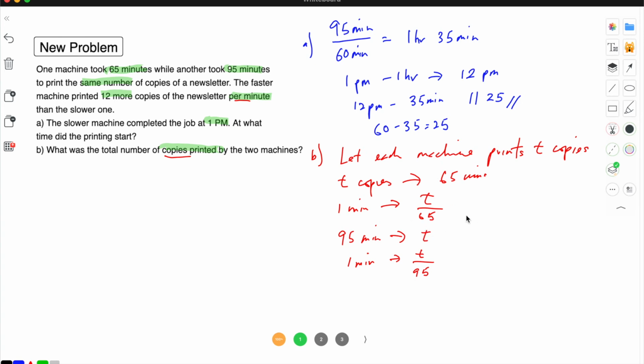Now between these two numbers, T over 65 and T over 95, T over 65 is the bigger one because it is divided by a smaller number. So we can take T over 65 minus T over 95. This will give us our 12 more copies. Now it's only a matter of a little bit of numerical manipulation.